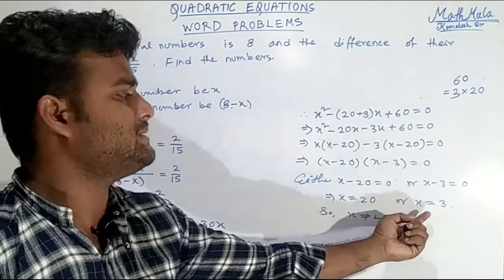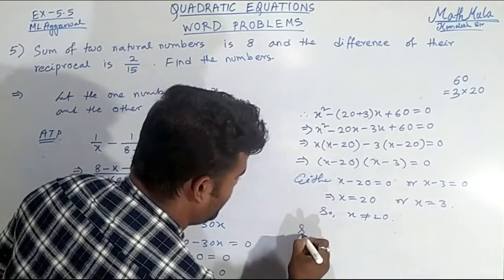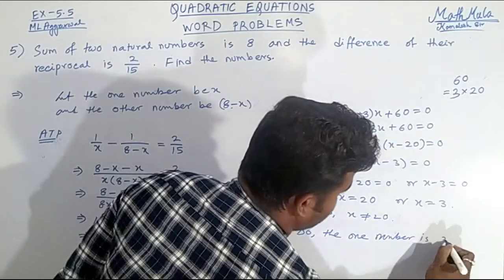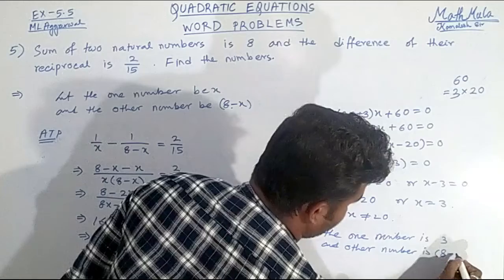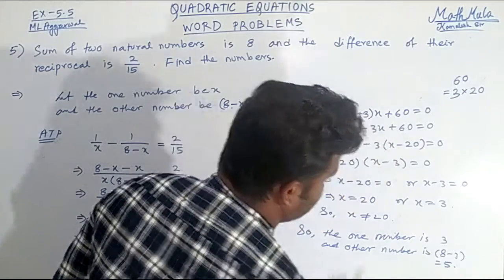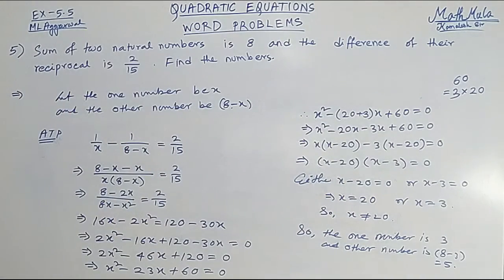Therefore, the value of x is 3. So one number is 3 and another number is 8 minus 3, that is 5. So the numbers are 3 and 5. That's it.